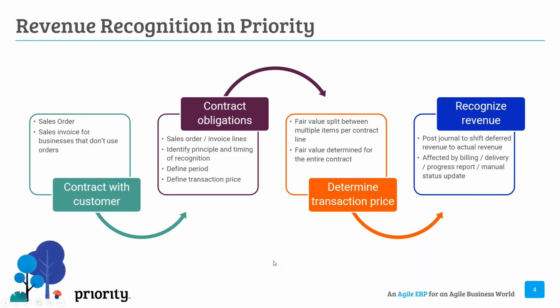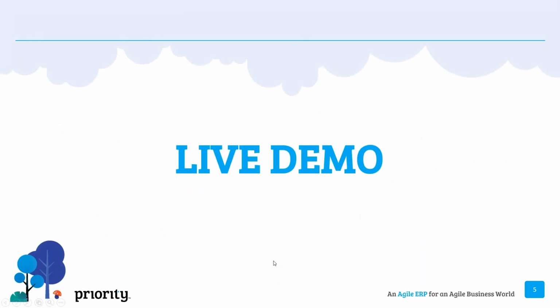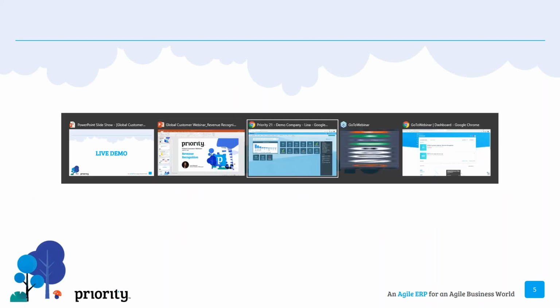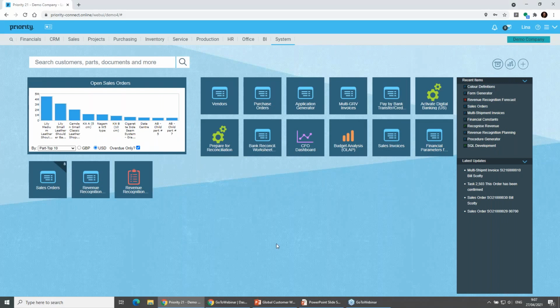Now that's the theory. And now I want to jump to Priority and show you how it's done. So this is my Priority in version 21, which was just recently released. The Priority software offers revenue recognition module as of version 20.1. So this is the second version where this module is available to you. We start off by defining the part numbers that we sell and we need to recognize revenue for.